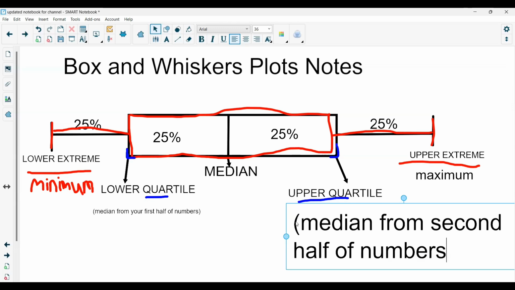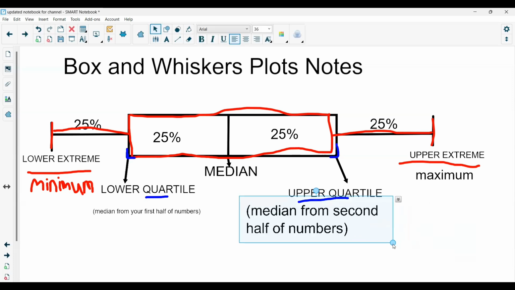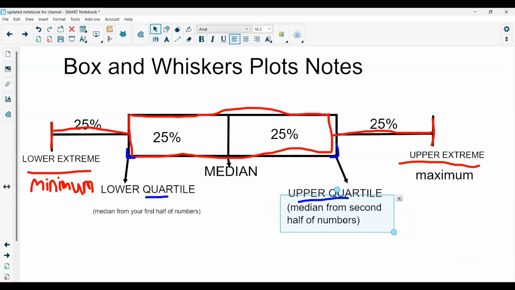And once again, remember you can pause the screen as much as you need, especially when you're writing down these notes. Okay. And then your median, we should all know, is the number in the middle. So this line can be anywhere inside this box, and that will be your median. Okay. And your median is your middle number. So let's talk about this one more time.